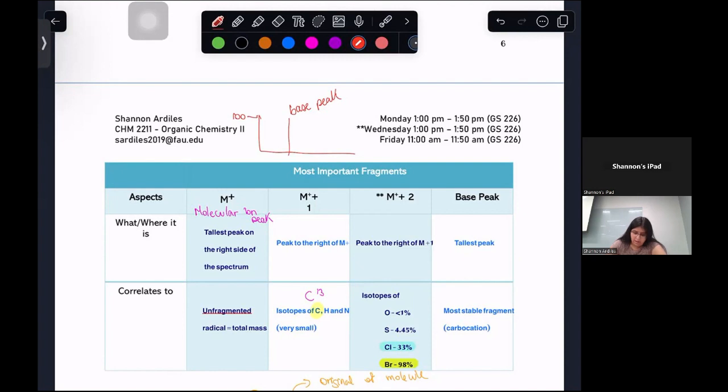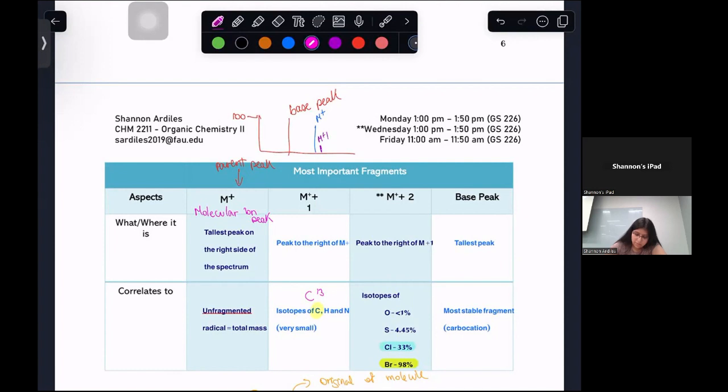Now, the next peak that you're going to find is going to be your M plus peak, molecular ion peak, also called your parent peak. Okay, it has a few names. Now, your parent peak is going to be to the right of the spectrum. Okay, this guy is your M plus peak. Then, as you can probably guess by the next two peaks, M plus 1 is going to be 1 unit to the right of the M plus peak. So about here, M plus 1.